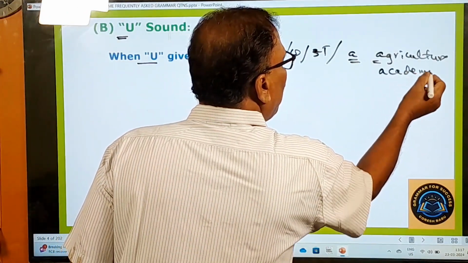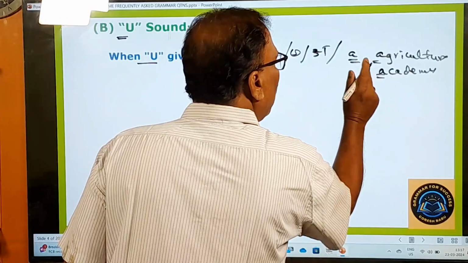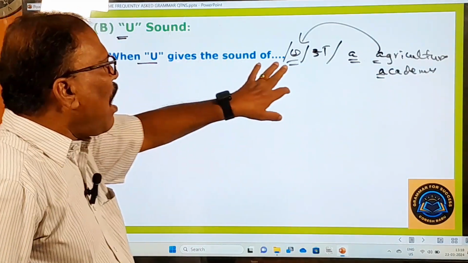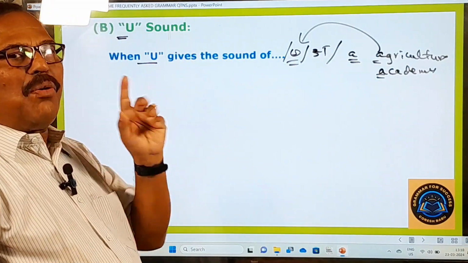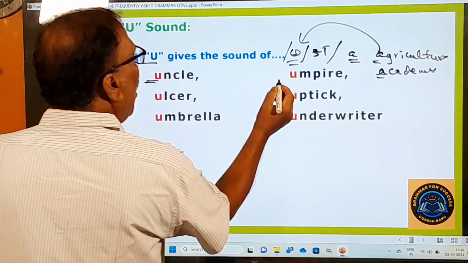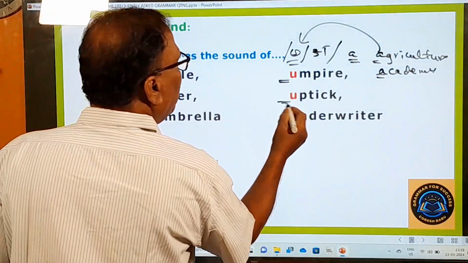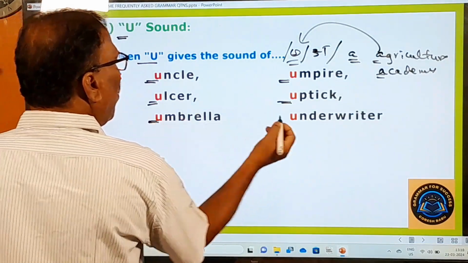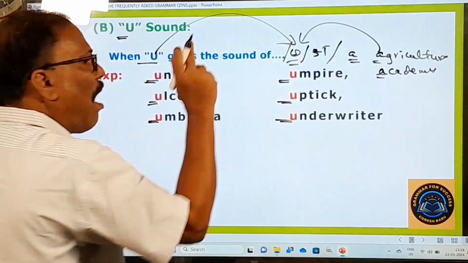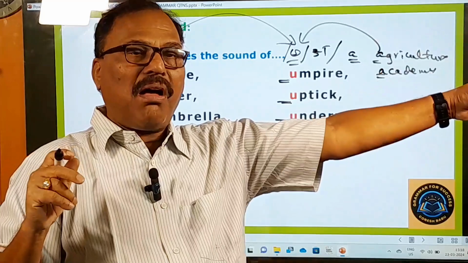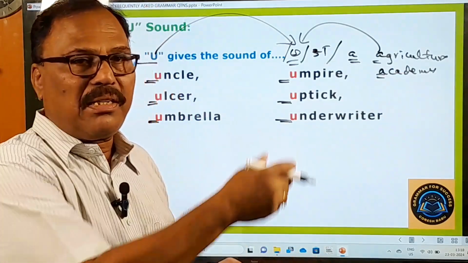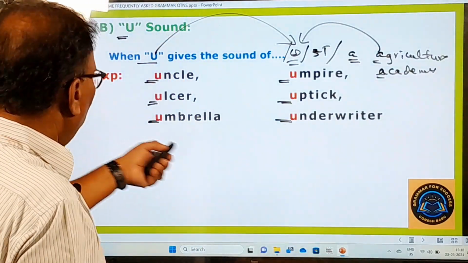Academy. What sound is this giving you in these words? That is nothing but what I have mentioned there directly. So whenever this U gives this sound, then you must think it is a vowel sound. And here I'll give you uncle, umpire, ulcer, uptick means increase, umbrella, underwriter. So in all these words, U is giving what? Whenever this U gives this sound, it is a vowel sound. And before a vowel sound, what should we use? That we are going to learn in the other slide. Until then, let's move on to the next use.